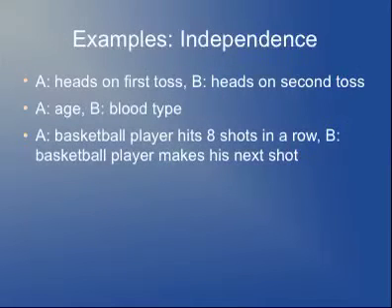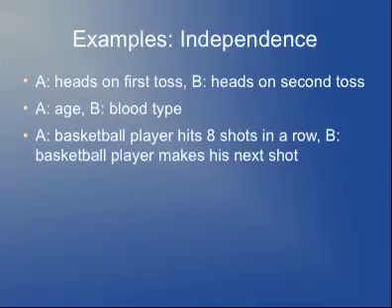And two examples that are independent, like I said: heads on the first toss, heads on the second toss, they're unrelated to one another. Or age and blood type. Knowing that you're older most likely doesn't affect the probability that you have type O blood, because that would be another example of two non-disjoint events that are still independent.